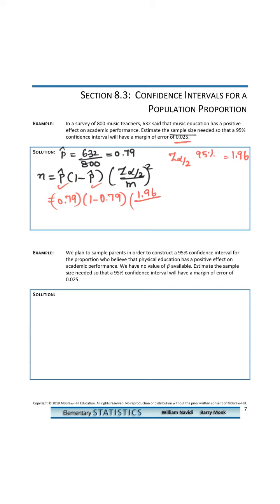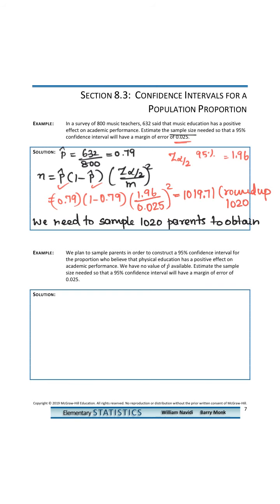M is given 0.025 whole square, that is equal. So we can actually round up to 1020. So we need to sample 1020 parents to obtain a 95% confidence interval with a margin of error 0.25.